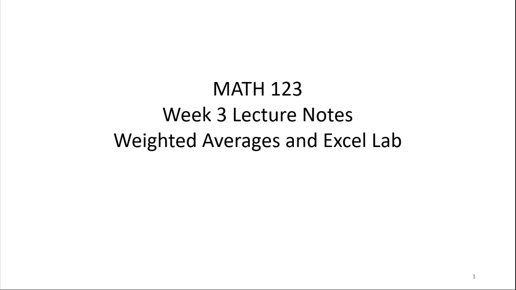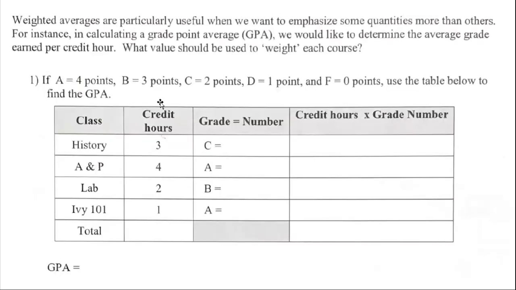So let's first look at the GPA. Everybody is familiar with that. Weighted averages are particularly useful when you want to emphasize some quantities more than others. For instance, in calculating the grade point average, GPA, we would like to determine the average grade earned per credit hour. What value should be used to weight each course?